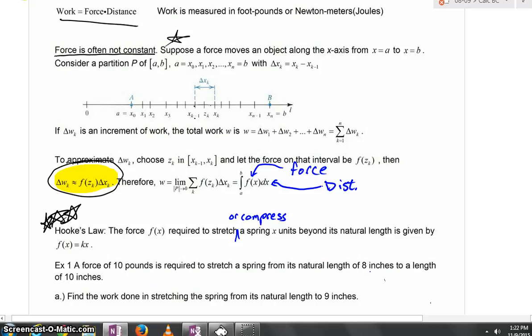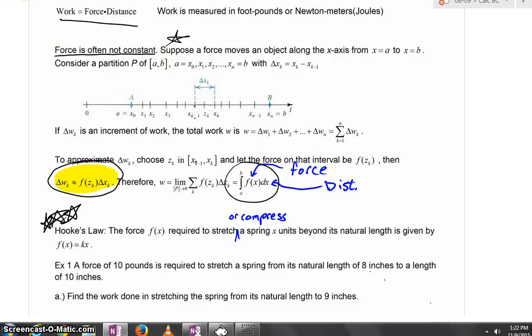If that's the case, then plain and simply, work would be, going from x equals a to x equals b, just take this variable force, the force that's going to be changing, perhaps at every x value, multiply it by every little tiny increment of x, delta x, and add that all up. That's what a Riemann sum is really doing, that summation. And now you've got a way to calculate the work done.